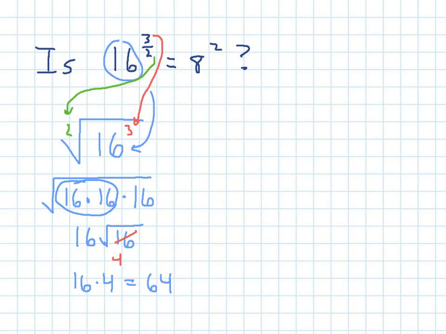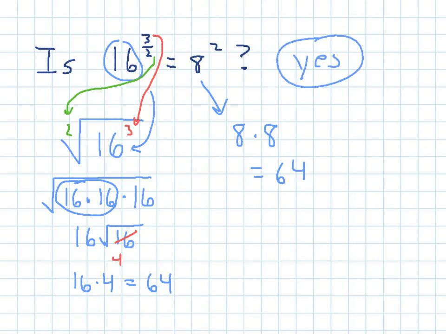I know this seems like a lot of work, but this is how you're going to have to show that you actually understand this. On the other side, I need to remember that 8 squared is 8 times 8, which does equal 64. So in answer to the question, we would say yes. Now I'm going to give you a little time to practice this.